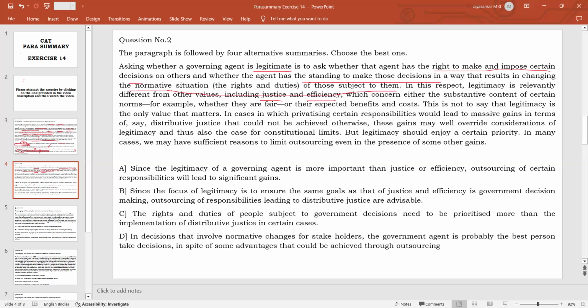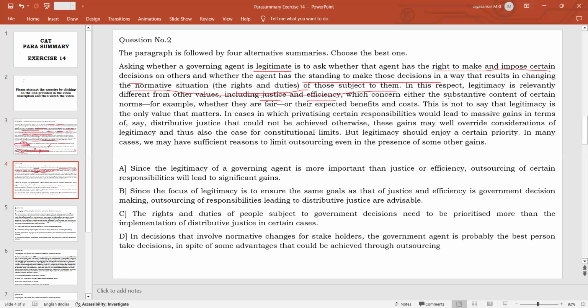Normative situation means what is the existing norm, the rights and duties. So it is already given. Even if you don't understand what the normative situation is, it means the rights and duties of the people who are affected by the decision. So this is why legitimacy is important, because legitimacy is talking about the authority as well as the eligibility of the people who make decisions, because the decisions are affecting a lot of people. Since it is affecting the rights and duties of a lot of people, the governing agent should have the authority as well as the eligibility to take such decisions.